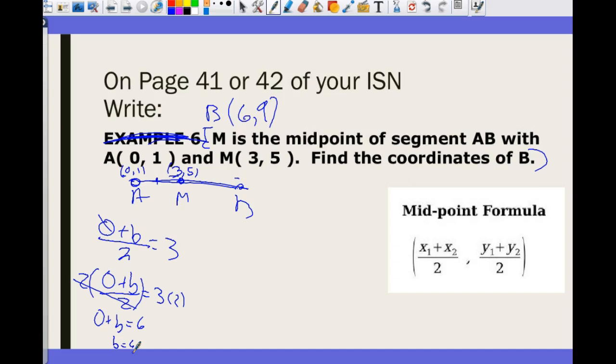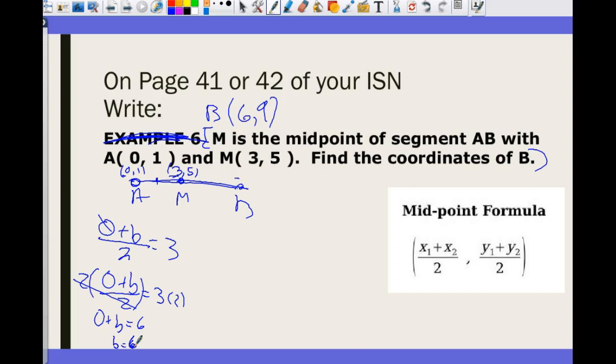We have to still solve for our y. What do you guys think that y answer is going to be? B is equal to 6. Okay. This is the same formula. He's 100% right. You plug it in differently. We don't know what x2 was, so we use the variable instead. And we solve for that variable. It's the only difference.